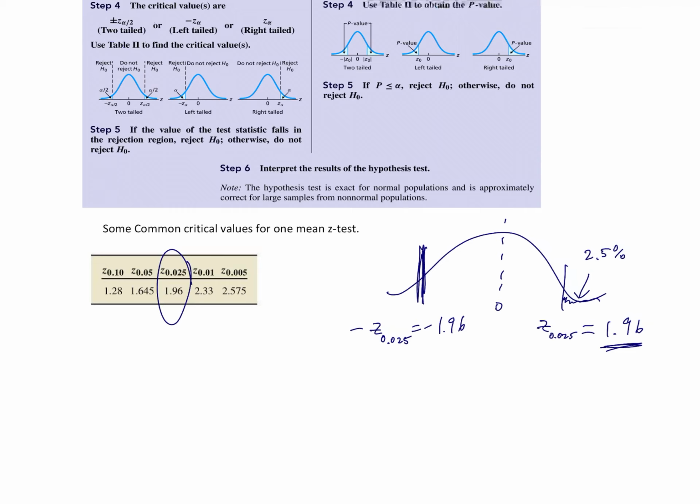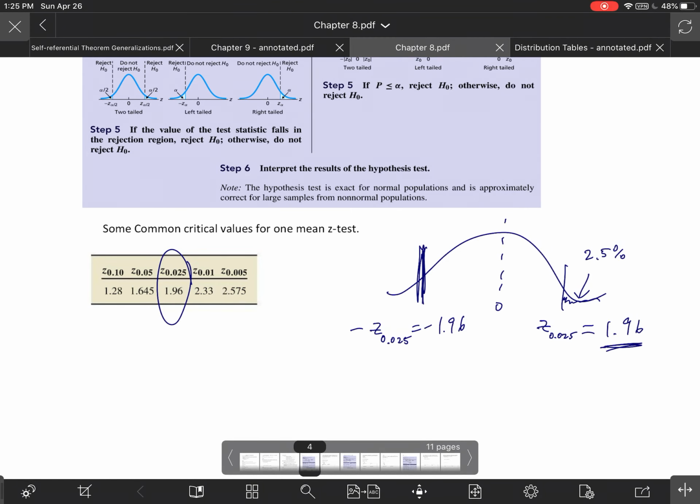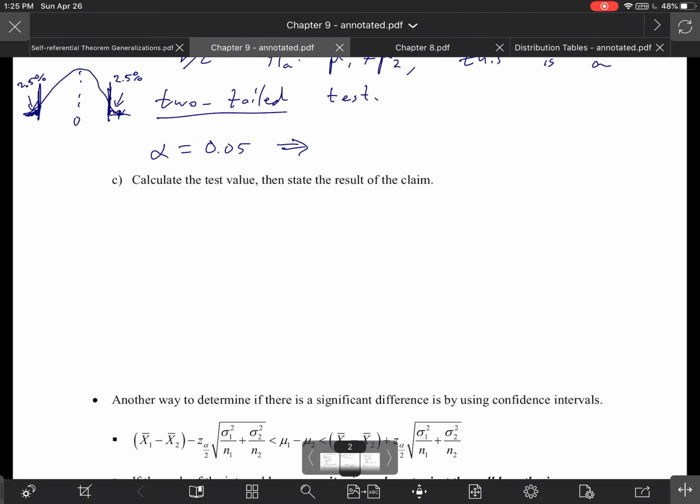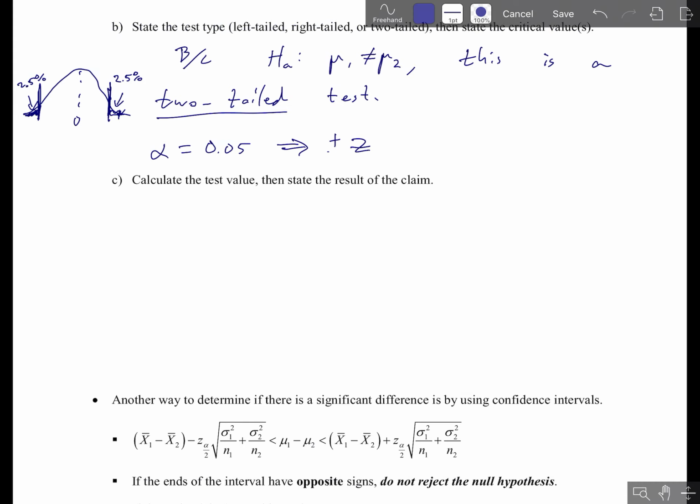So we found our critical values now. We know that it's plus or minus 1.96. So we'll go back to our example. So our two critical values are plus or minus 1.96.